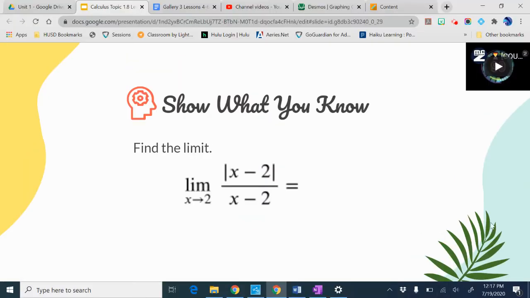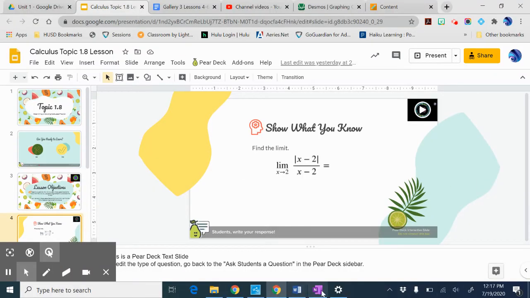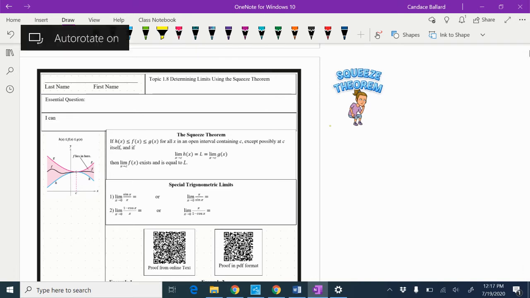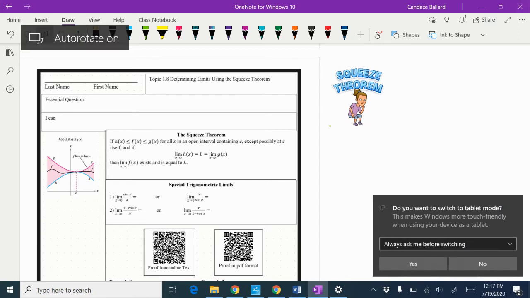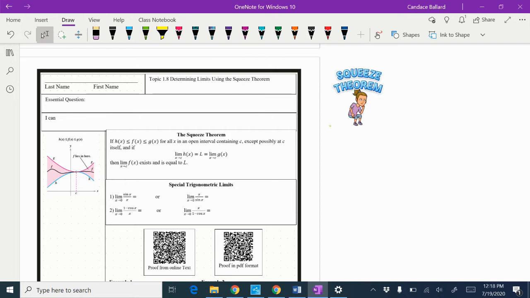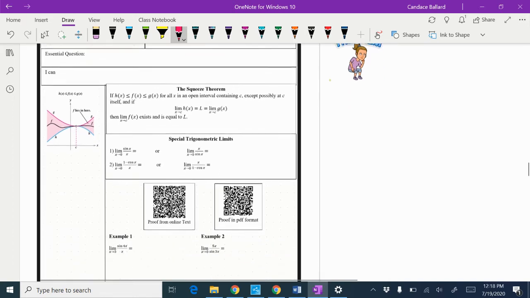Okay, let's take a look at this together. I picked that Bitmoji on purpose because this is one that makes you think. It's not necessarily the funnest or easiest. I'm going to try to make it as painless as possible for the squeeze theorem part of it. And don't forget, you always write your name on here. Okay, so the squeeze theorem.